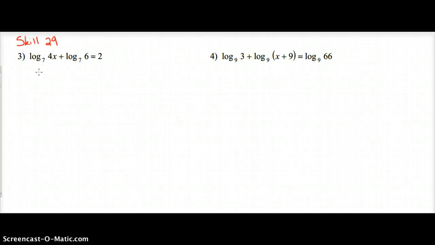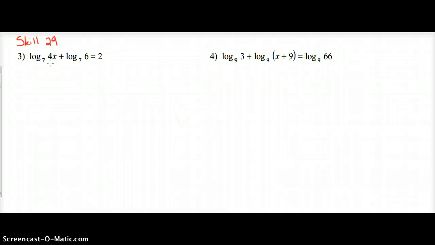Alright, this video is over skill 29, solving equations with logarithms in them. And we're looking at two examples here, and I want to start out by just drawing your attention to one major difference between these two equations. Notice that in this one labeled number 3, two of our terms on the left side have a logarithm, base 7, but the right side has no logarithm. In contrast, if we look at example 4, every single term in the entire equation has a log base 9.